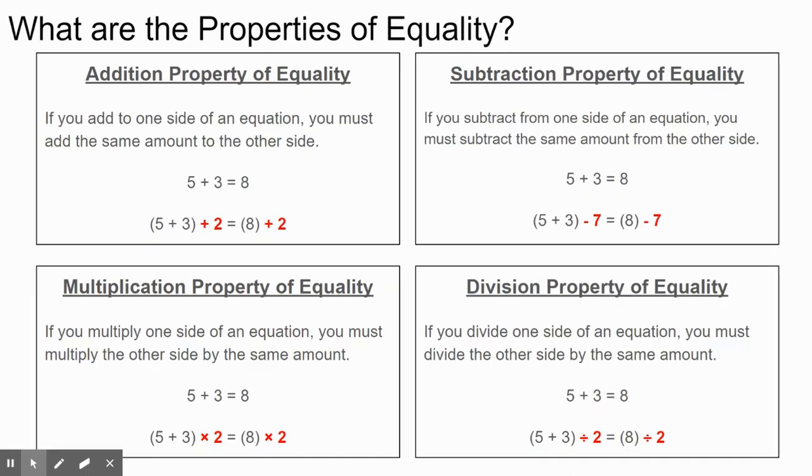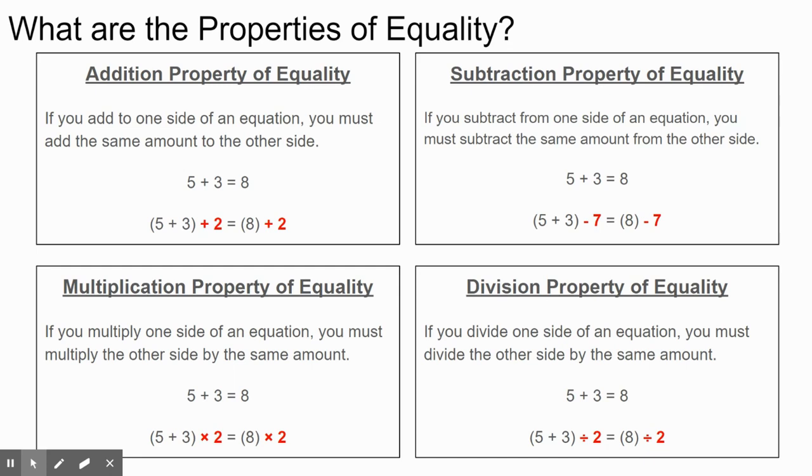There are 4 properties of equality, or at least there are 4 that we're going to look at. The first one is the addition property of equality. It simply says that if you add to one side of an equation, you must add the same amount to the other side. So for example, we've got 5 plus 3 is equal to 8.